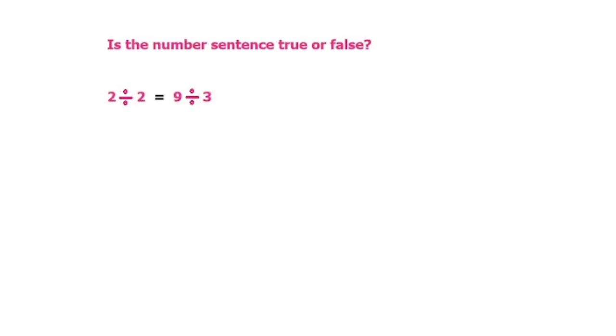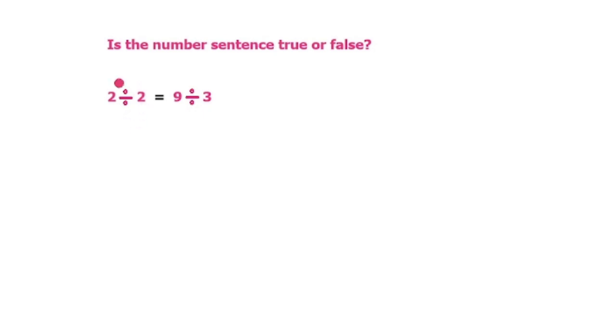In this video, we're going to learn if a division sentence is true. So if we have a problem like this that says, is the number sentence true or false? And we have 2 divided by 2 equals 9 divided by 3. We need to figure out if both sides are equal. So a number sentence is true if both sides are equal.